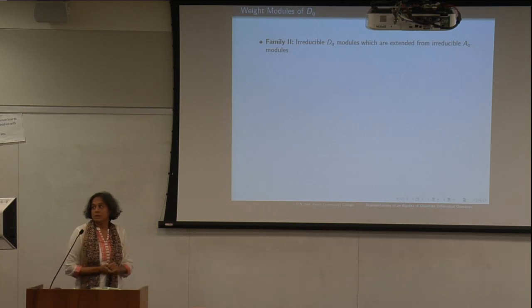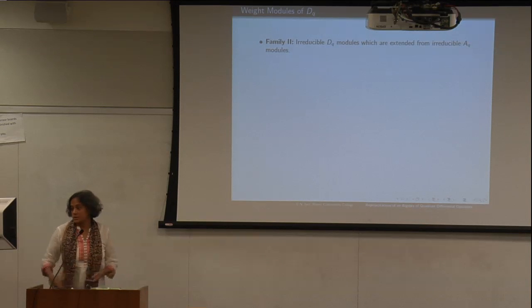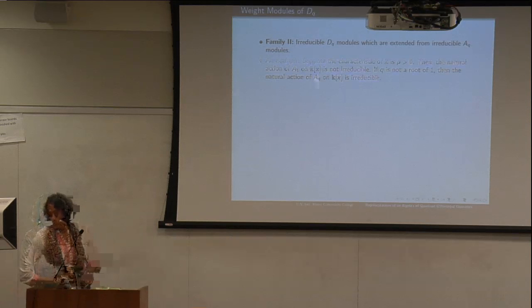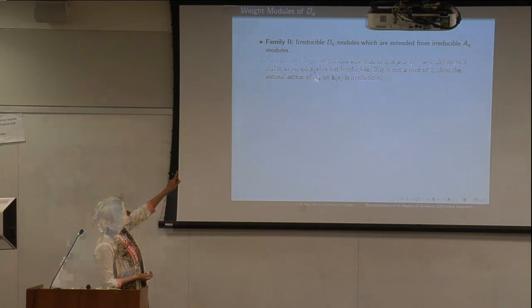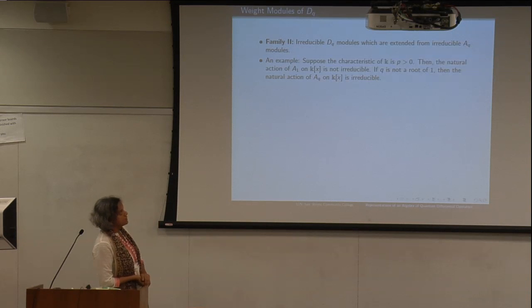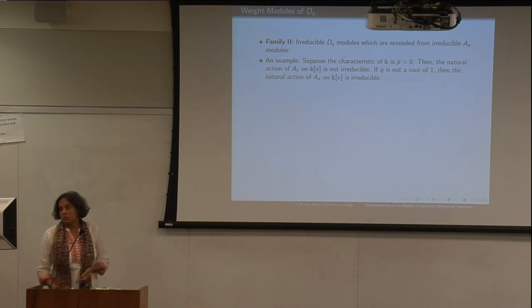Family 2: irreducible modules of DQ which are extended from irreducible AQ modules. An example: start with a field of non-zero characteristic. Then the natural action of A1 is not irreducible, although it is indecomposable. If Q were not a root of unity, then AQ acts on it irreducibly. So together, this is an irreducible DQ module.